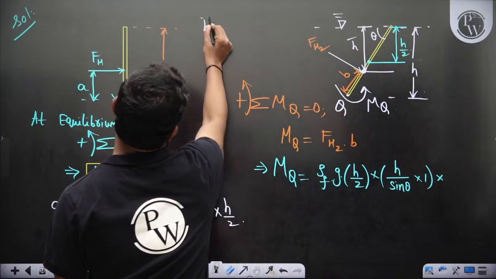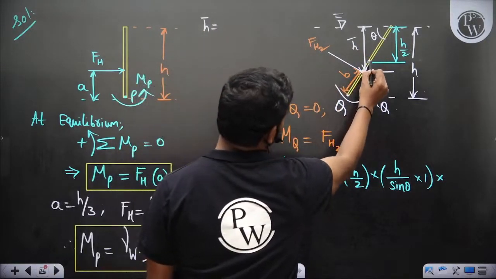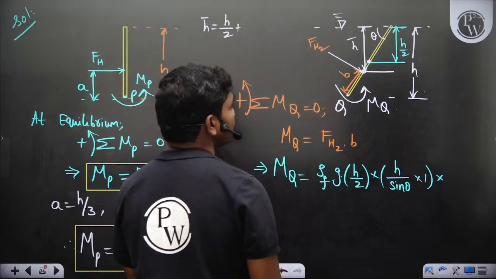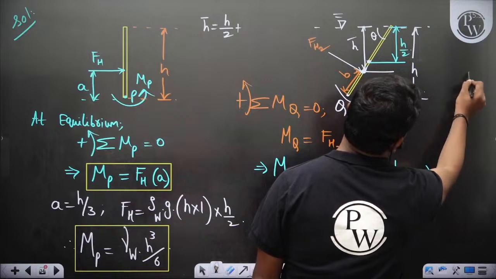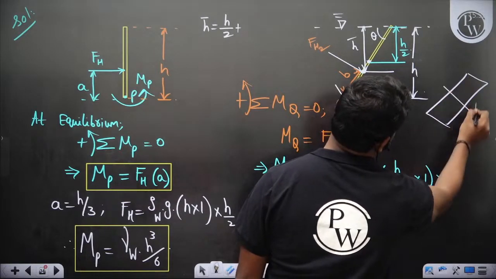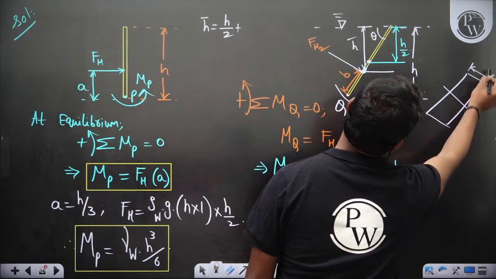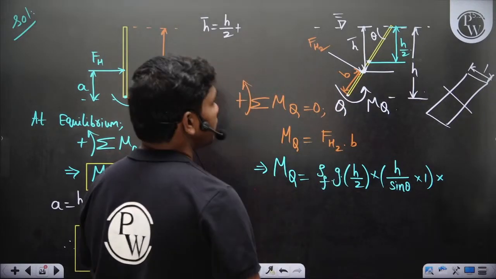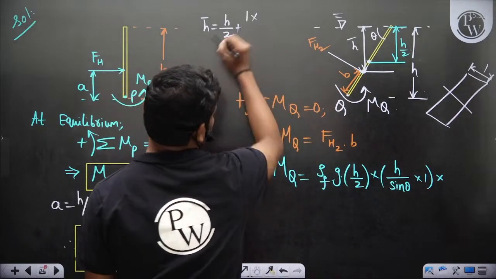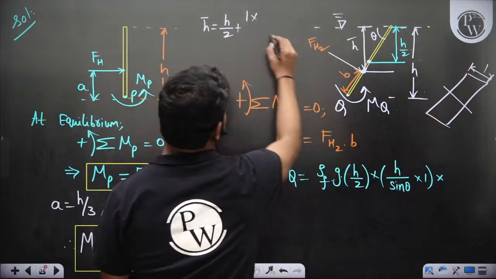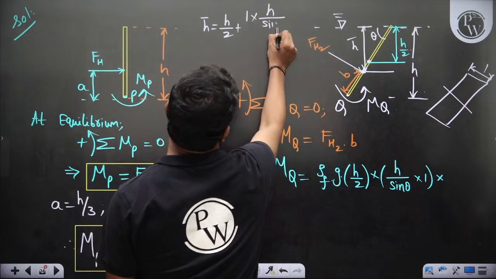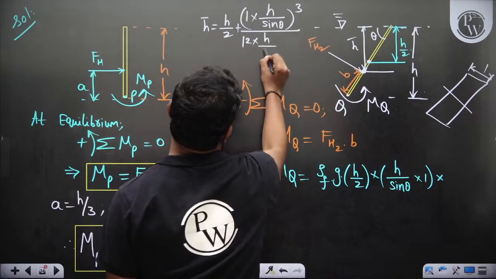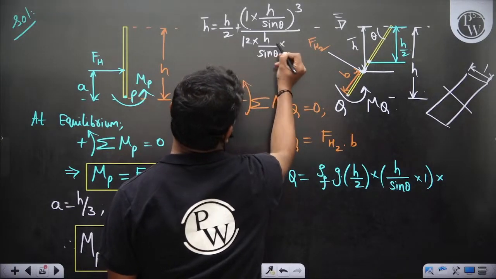So h bar is equal to the depth of centroid from the free surface, h by 2, plus I_xx, the moment of inertia. So again, if you take the plate to be something like this, if this is 1 meter, that's the length, so that's the width perpendicular. So 1 into this length, which is h by sine theta, so b d cube by 12 into area into h bar.